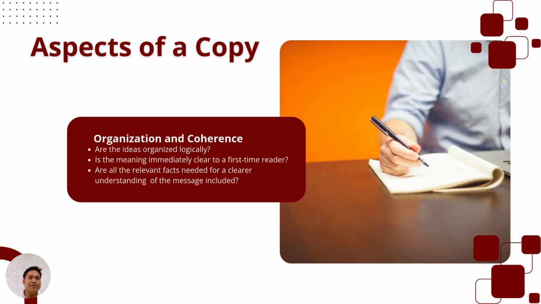And lastly, we also have to consider organization and coherence. This ensures that ideas flow logically and that the meaning is clear to first-time readers. So editors also check that all relevant facts are included for a complete understanding. For example, in a news story about a community cleanup, the editor would make sure the introduction explains what happened, the body describes who participated and where, and the conclusion summarizes the result so the story makes sense from start to finish.